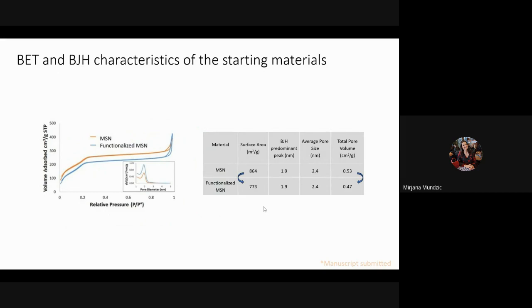So now that we were sure that the material was good, another thing was performed. It was BET and BJH characterization of the starting material. As expected, both of them have that type 4 shape, which is actually expected. And after the functionalization of MSN, the surface area decreased, and the total pore volume also was lower. What is nice and good is that the average pore size remained at 2.4 nanometers, and the predominant BJH peak can be seen in both cases at 1.9 nanometers.